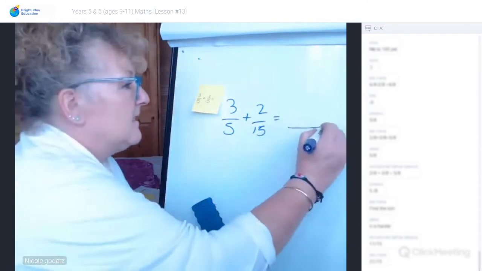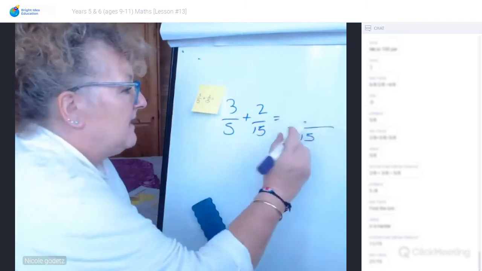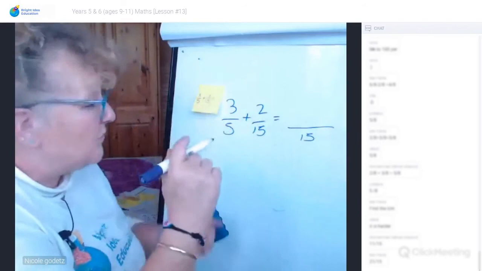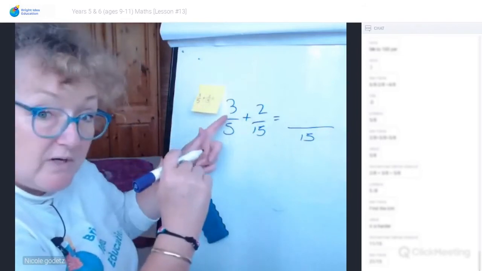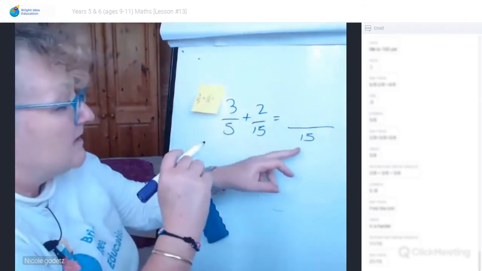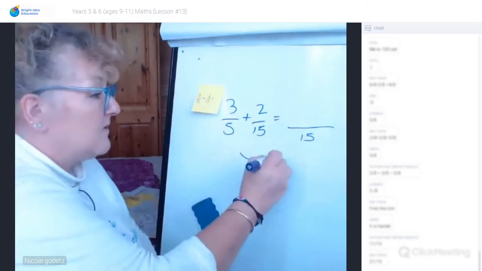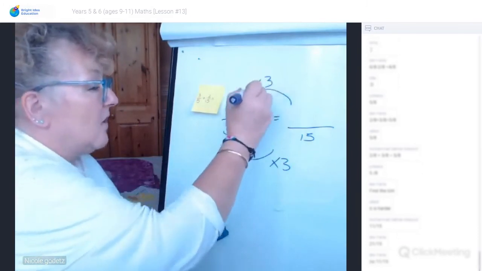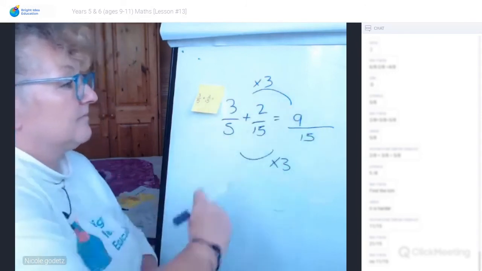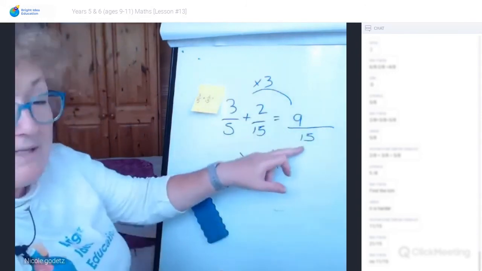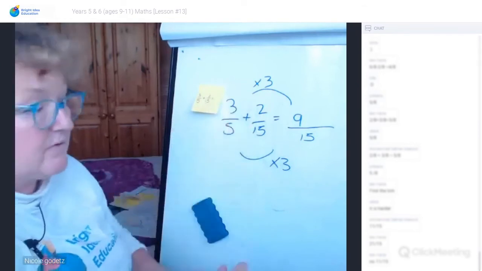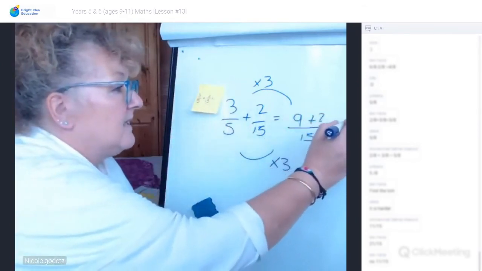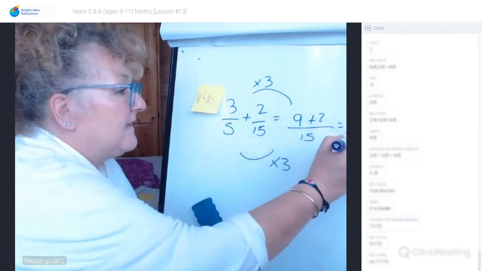Some of you have already done it. We're going to put them both over 15. Remember, whatever you do to the bottom, you've got to do to the top, otherwise you change the relationship between the numerator and the denominator. To make 5 into 15, I had to multiply by 3, so I've got to multiply the top by 3. So 9. I don't have to do anything to make the other 15, so I don't do anything to the top. So the answer is 11/15.